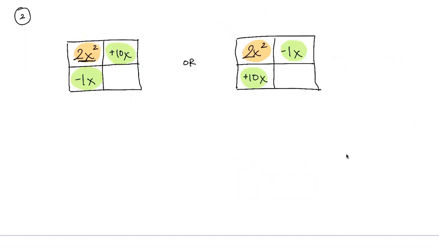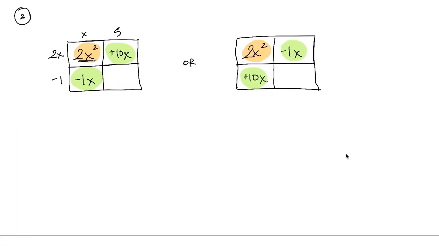So let's put the 2x on the side and the x on the top, okay? And now let's try this again. 2x times what whole number gives me -1x? And I think it's pretty clear that that number is -1, okay? Now 2x times what whole number gives me 10x? Well, 2x times 5 is going to give me 10x.